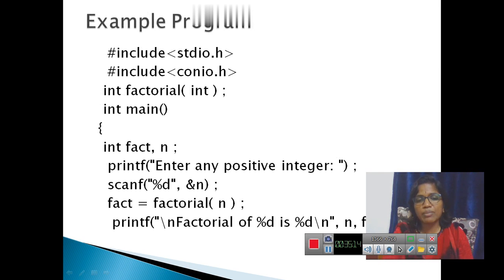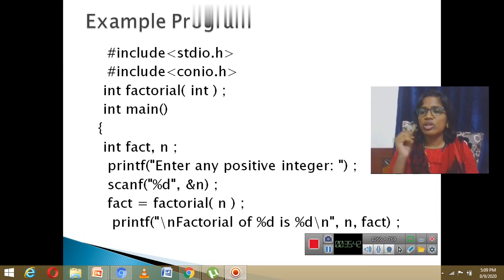So this is an example program. Factorial of int, for only one number we are writing. So only one integer. It is a function declaration, right? So int main, fact and n. Fact is a variable used for storing the result, whereas factorial is the function name. Okay. So printf, enter any positive integer for which you want to find the factorial. Read the number. Okay. So fact is stored with factorial of n.